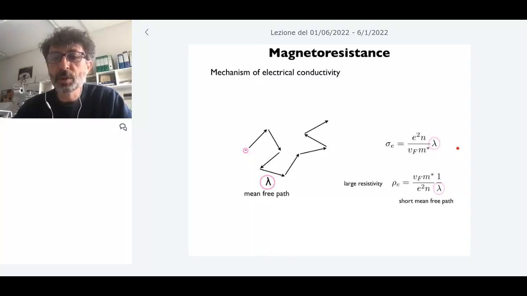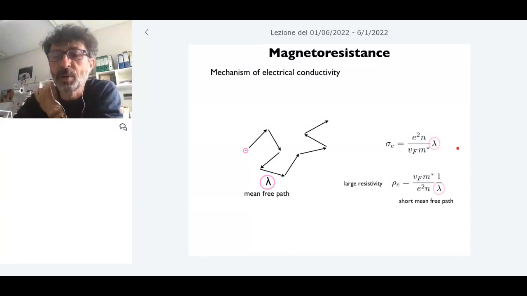Then we have what is called the effective mass, that depends on the shape of the band. But for certain bands, for certain metals also, it can be almost equal to the mass of the electrons. But then you have this multiplied by this length, which is called the mean free path, that dominates the resistivity. So inside the mean free path, we have all the causes of scattering for the electrons.